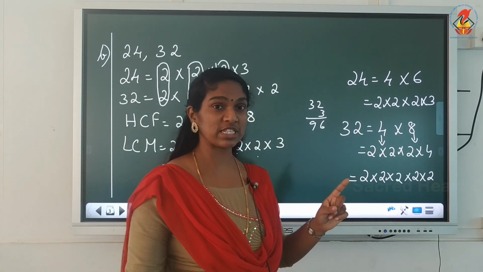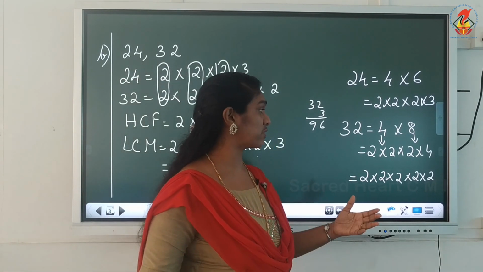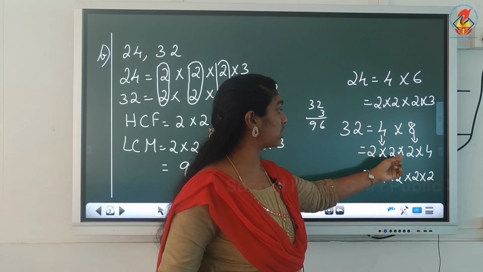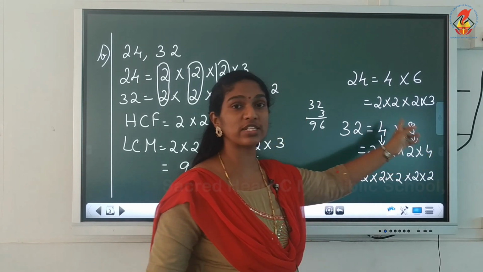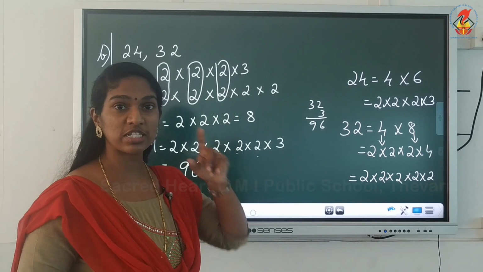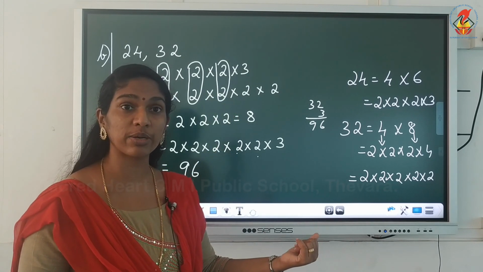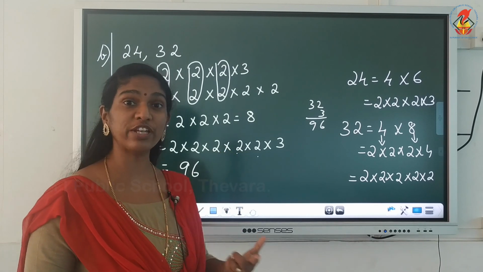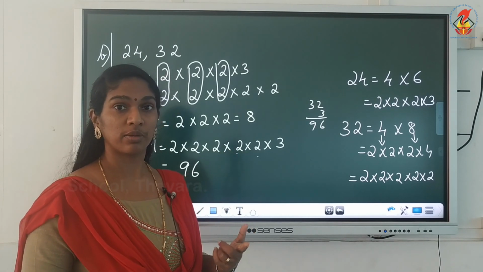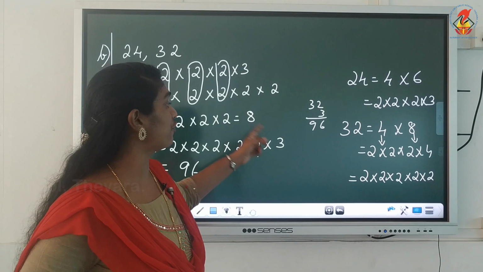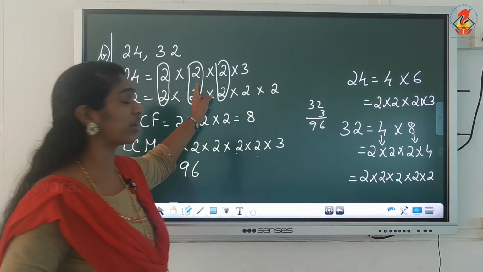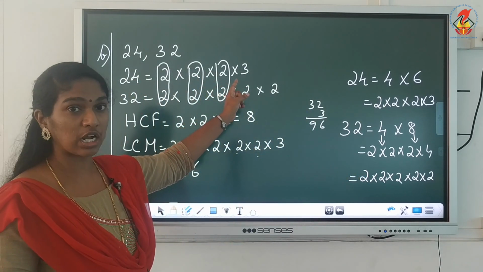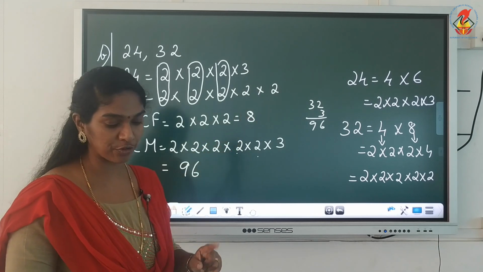I have seen common mistakes that students made when I taught last year. They write 8 as 2 into 4 and start the working over here. But still you can see 4 is a composite number. You cannot go for your working over here. You have to split 4 again. Okay, you have to split 4 and then only write the final factorization over here. Understood, children? We have to be very careful in that.